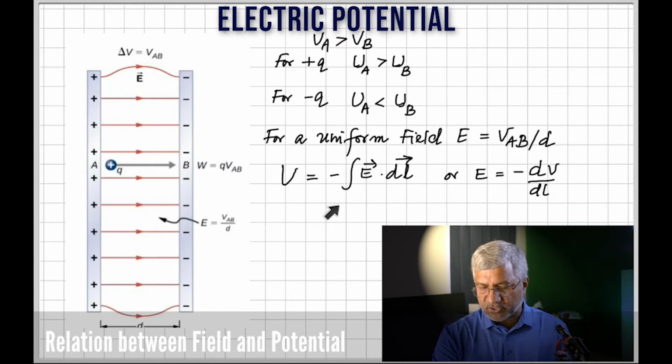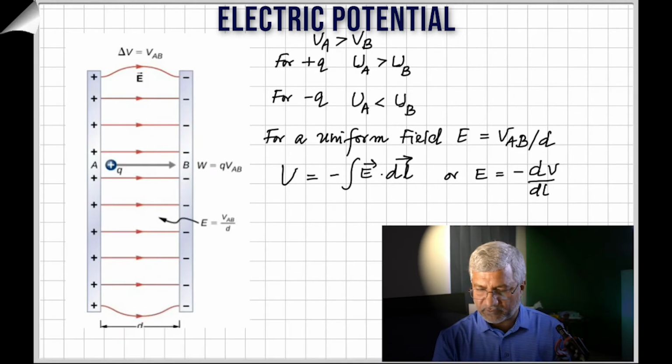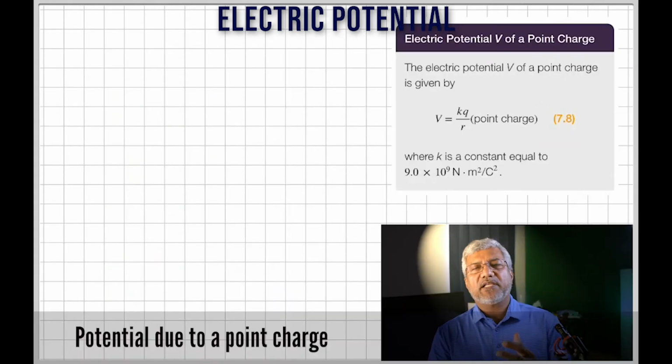This is integration, but this is differentiation. Same thing, E is negative dV by dL, which is where you get this from. You take the difference in voltage divided by the distance, and you would get the electric field strength. Now let us find the electric potential due to a point charge.